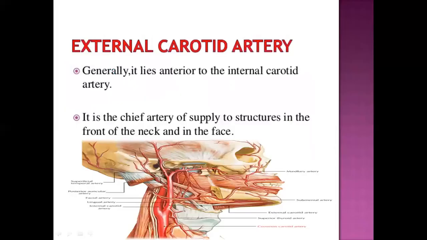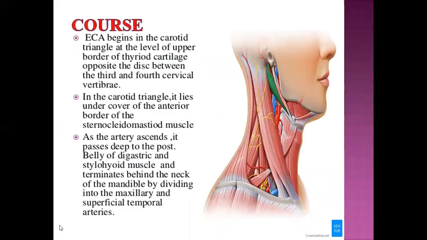So this is the external carotid artery. The external carotid artery generally lies anterior to the internal carotid artery; this is the external carotid, and this is the internal carotid. This is the chief artery which supplies the structures in front of the neck and the face. It has many branches in the neck and the face. We will discuss in a while what those are.